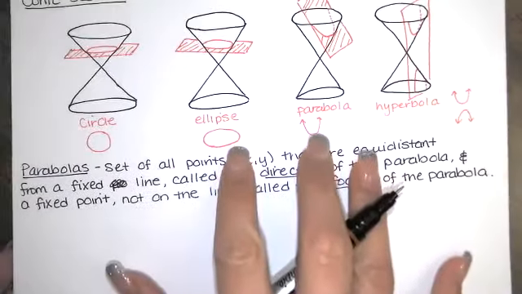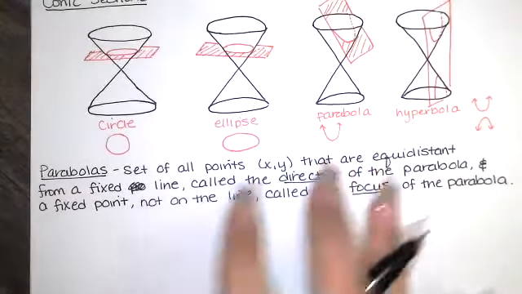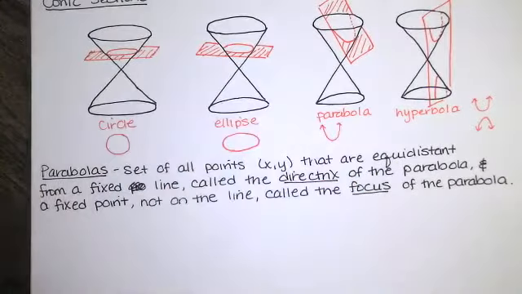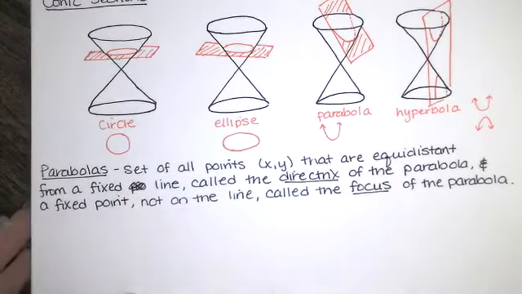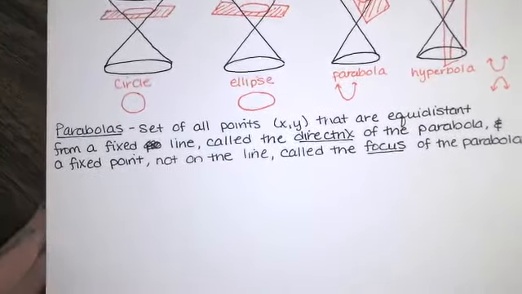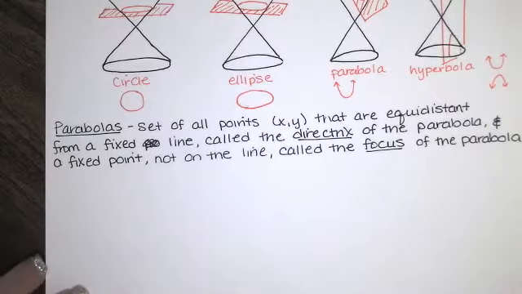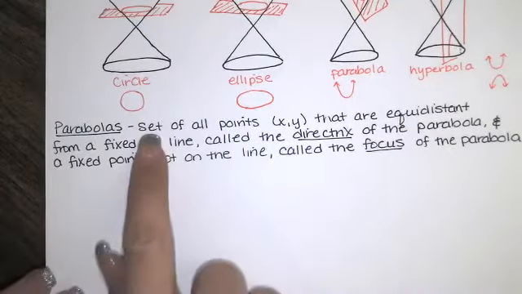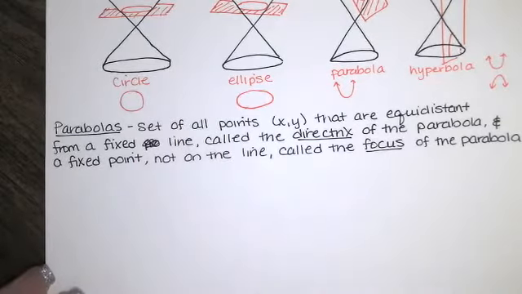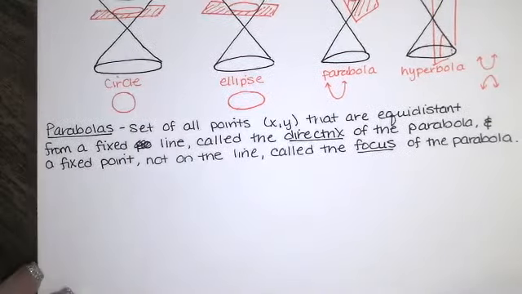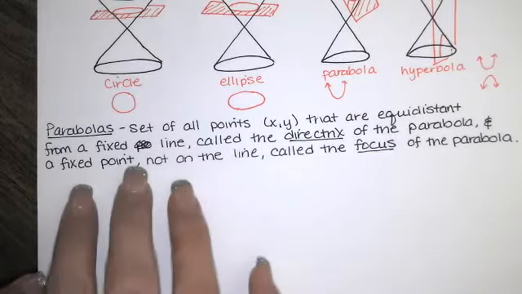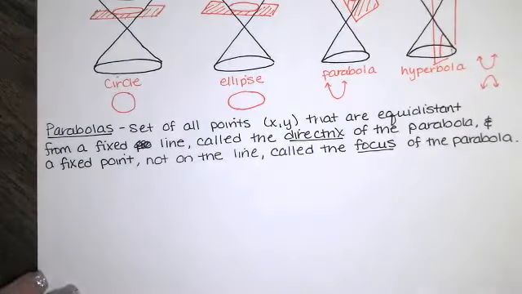Now, all of these conic sections can be defined in a simpler way. We don't always have to start with a cone and a plane. We're going to define our parabolas this way, and then we'll discuss the standard form of the equation of a parabola. So a parabola turns out to be the set of all points x, y that are at equal distance. We say they're equidistant from a fixed line called the directrix of the parabola and a fixed point not on the line called the focus of the parabola.